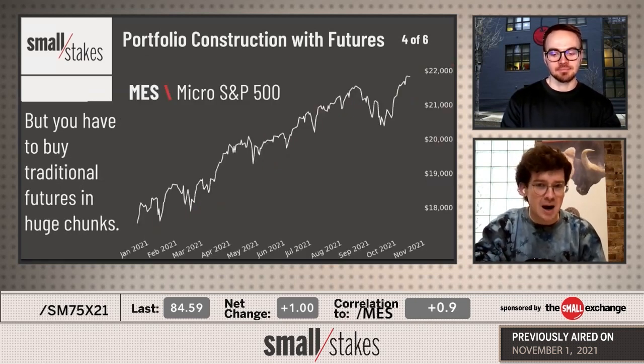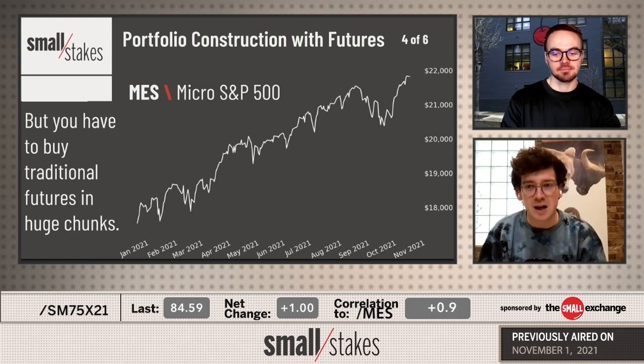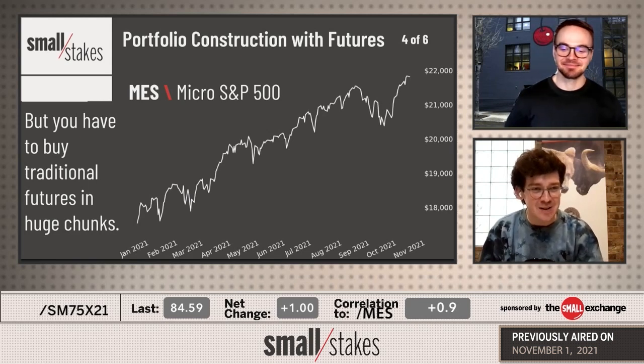But here's the problem with futures: they come in these huge chunks. Even the micro, we joke about this all the time, micro e-mini S&Ps. There's two diminutive adjectives there. It's micro and it's mini. It's still a product that's about $23,000 per contract. It's very big, right?